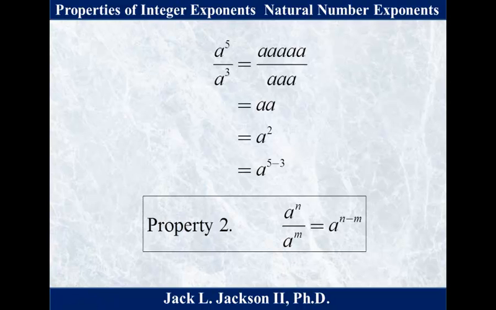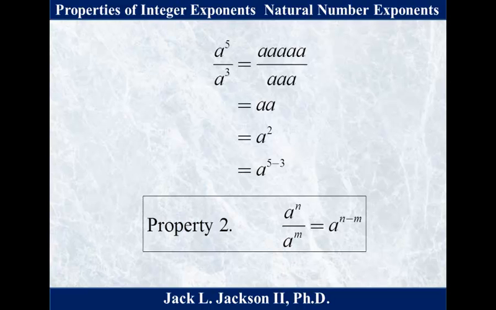For example, a to the fifth over a to the third. Well, that's 5 a's in the numerator over 3 a's in the denominator. Using our fundamental equivalence property for fractions, the 3 factors of a in the numerator and the 3 factors of a in the denominator can cancel out, leaving us 2 a's multiplied together in the top and just 1 in the bottom, or just a times a, which is a squared. Again, what's the shortcut here? This time we're going to subtract, because however many we've got in the bottom, we can cancel those out of the top, and so that gives us 5 minus 3 for the new exponent.